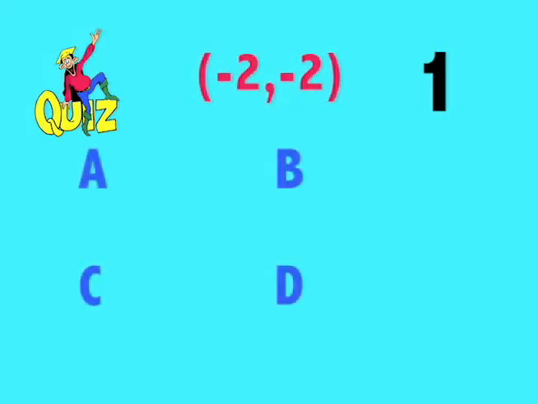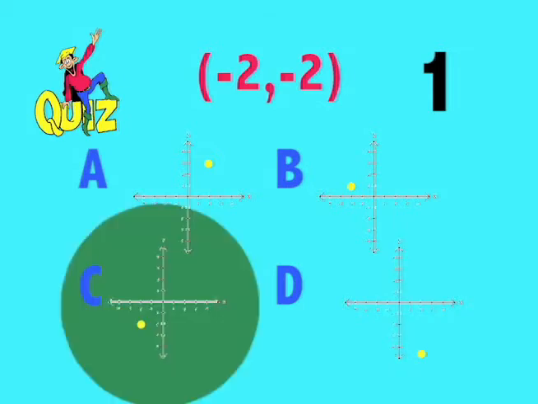Question number 1. Where would the point -2, -2 lie in a graph? A, B, C, or D? C is the correct answer.